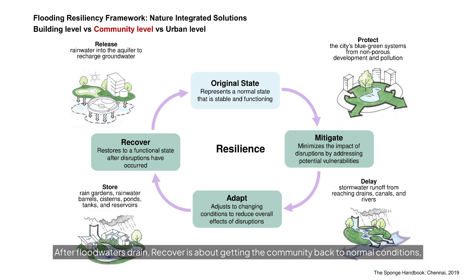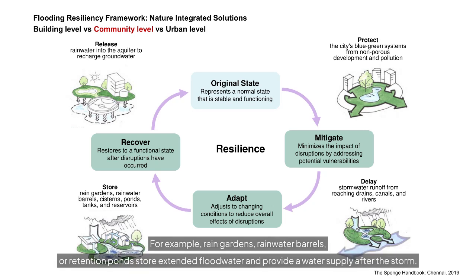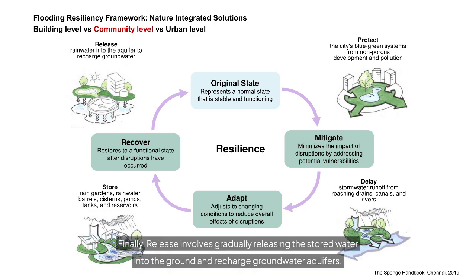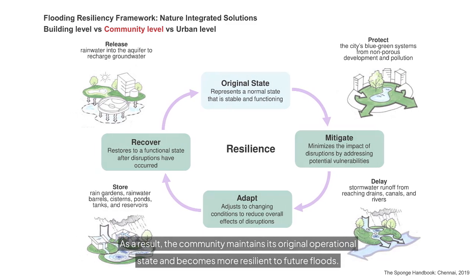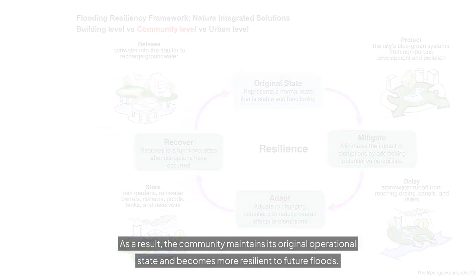After floodwaters drain, recover is about getting the community back to normal conditions, retaining some rainwater for reuse, and releasing excess water to underground. For example, rain gardens, rainwater barrels, or retention ponds store extended floodwater and provide a water supply after the storm. Finally, release involves gradually releasing the stored water into the ground and recharging groundwater aquifers. This resilience framework converts floodwater into a resource by replenishing groundwater and enhancing long-term water security. As a result, the community maintains its original operational state and becomes more resilient to future floods.